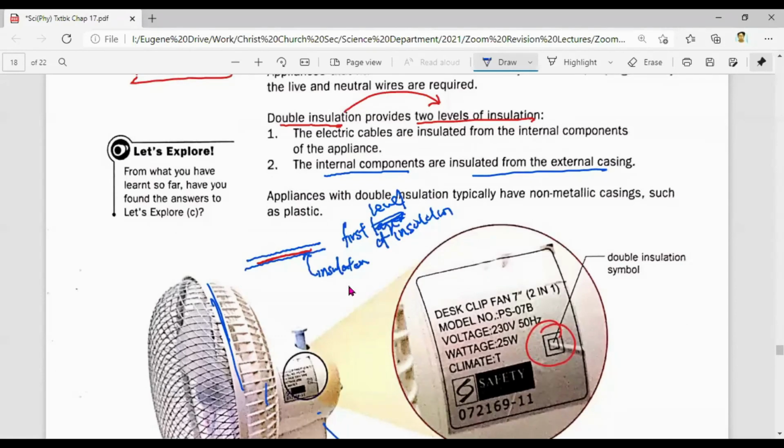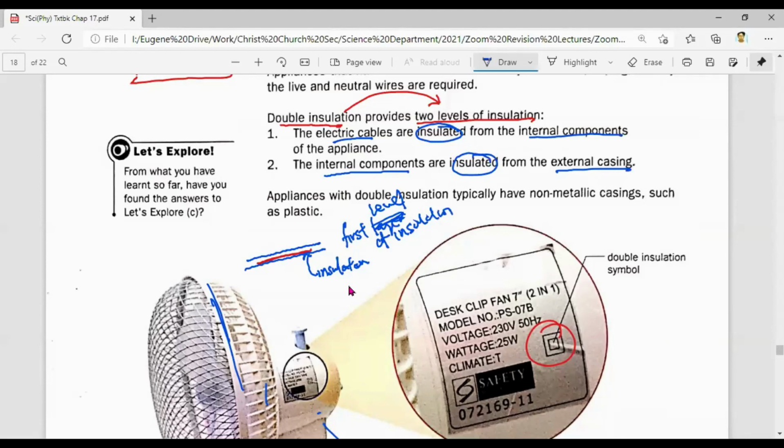So you realize two levels of insulation. Cable, insulated from the internal components. Next thing, the internal component insulated from the external casing. So you can see here, insulated once, insulated twice. That's why this is called double insulation.